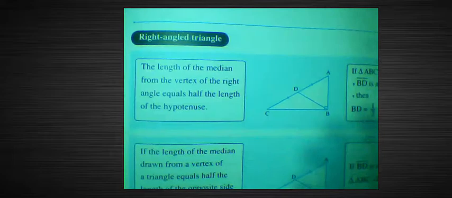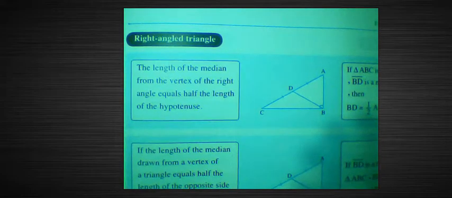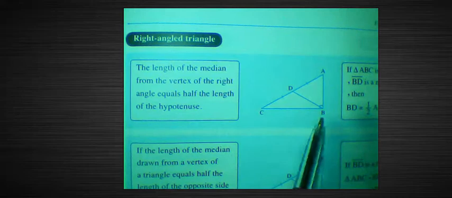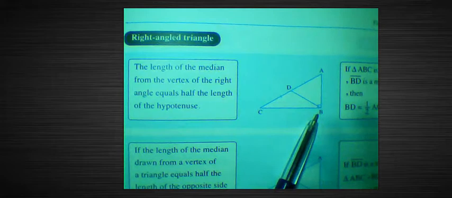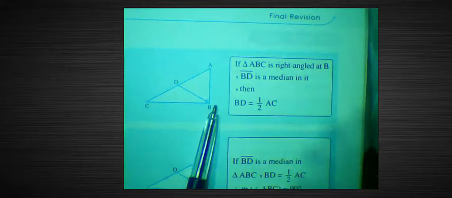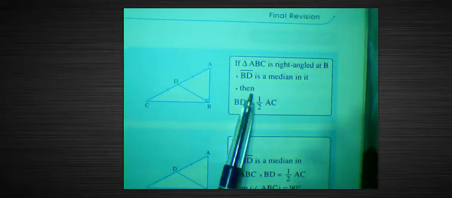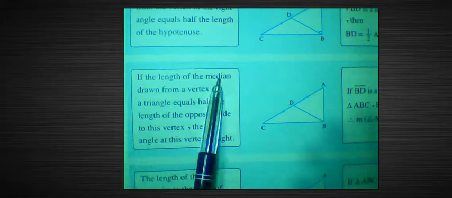تعالوا نشوف بقى الرايت انجل تراينجل نراجع عليه. رجعنا على الميديانز، دلوقتي نراجع على الرايت انجل تراينجل. The length of the median from the vertex of the right angle triangle equals half the length of the hypotenuse. يعني عندي هنا BD is the median. ولاحظ ان BD drawn from the vertex يبقى BD equal half of AC. If ABC is a right angle triangle at B and BD is a median in it, then BD half AC. تمام.